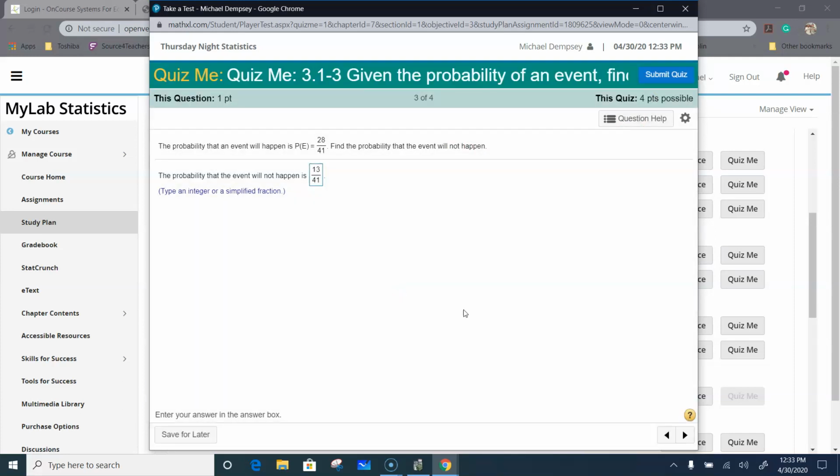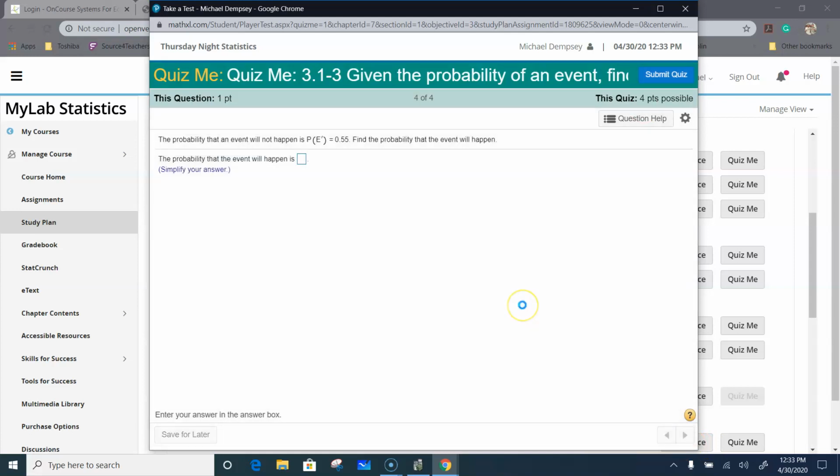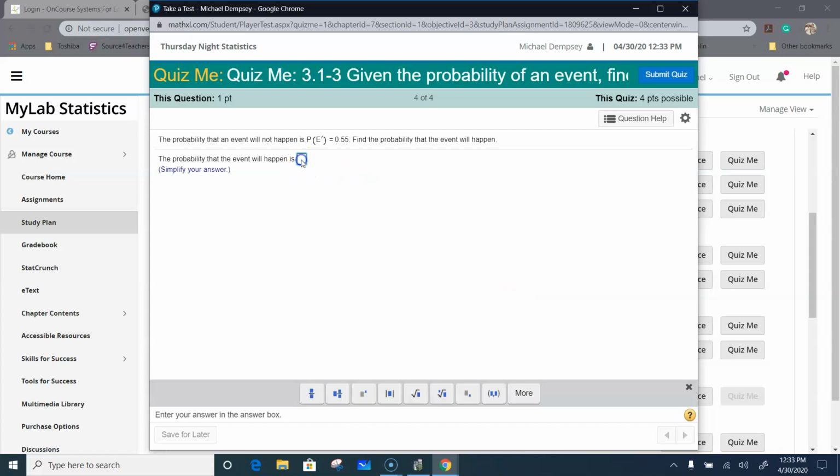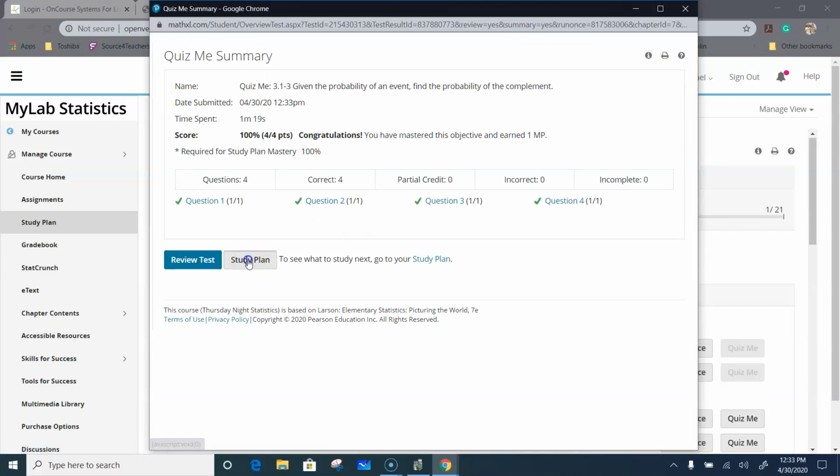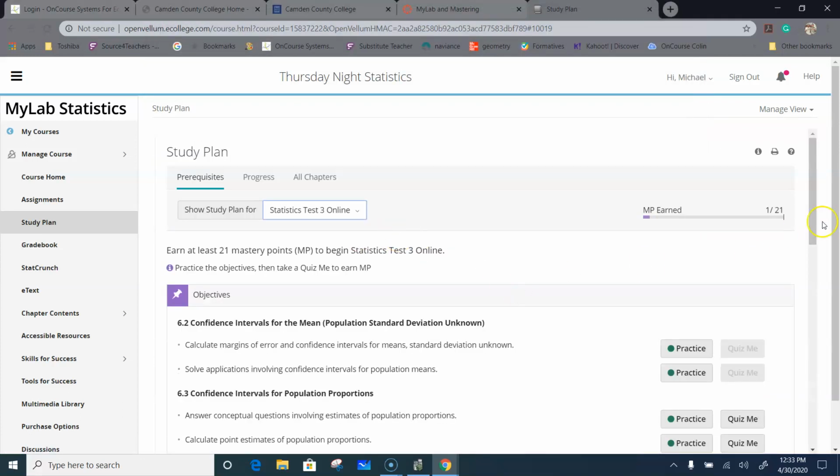Oops, did not mean to submit. Just want to move forward. Okay, the probability that an event will not happen is 0.55. Find the probability that it will, so we just subtract from 1. It's all complementary events. Hopefully this is an easy exam question for you. Okay, back to the study plan. And we want the exam.